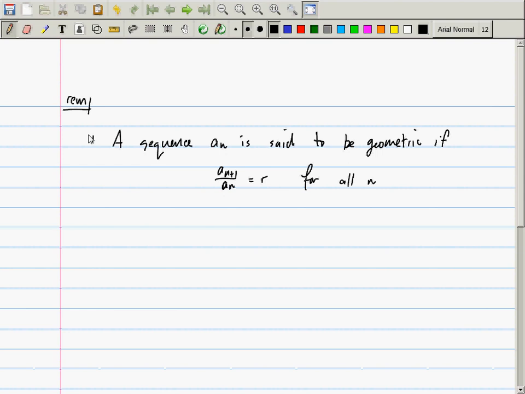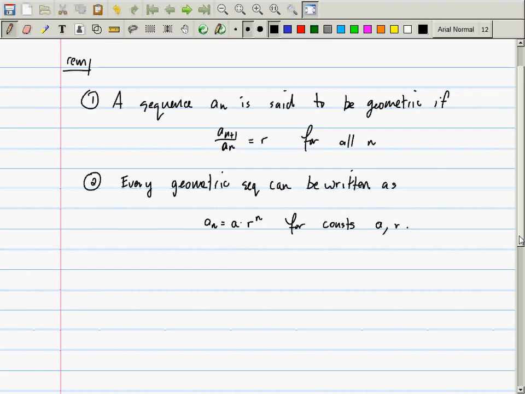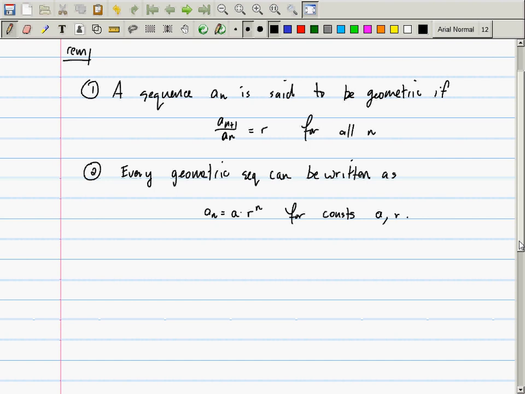Another remark that I also made last time, and this is a consequence which I'll probably have you show on the take-home quiz, is that every geometric sequence can be written as a_n is a multiplied by r to the n for constants a and r. So we have this special type of sequence that we're singling out, and every geometric sequence is amenable to this representation, a multiplied by r to the n.